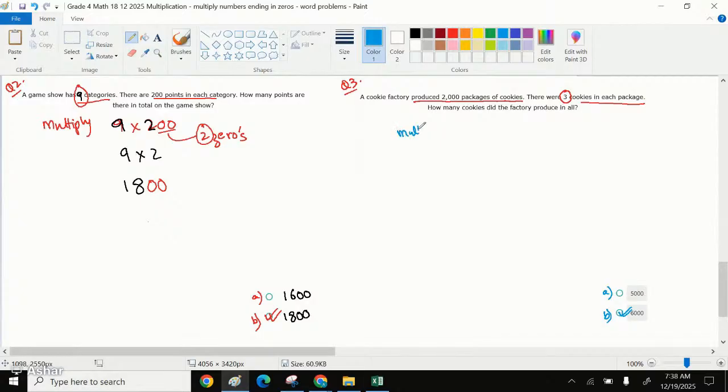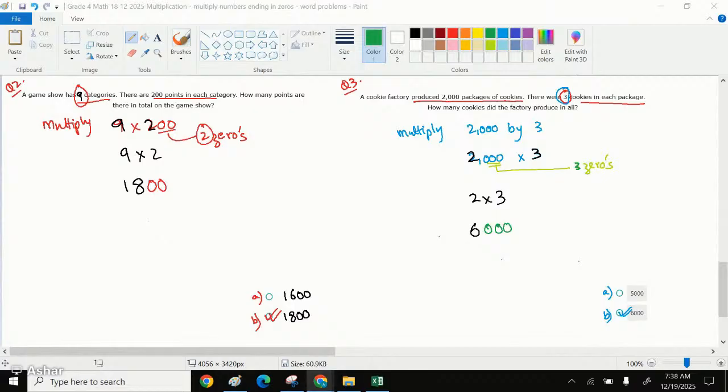We multiply 2,000 by 3 because each packet had 3 cookies. When we multiply 2,000 by 3, we count the number of zeros. There were 3 zeros. So we can say that 2 multiplied by 3 is 6, and we put the 3 zeros. Thank you. Let's look at the next one. 6,000.